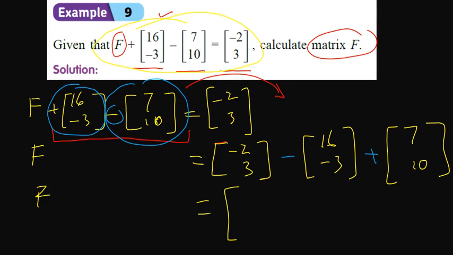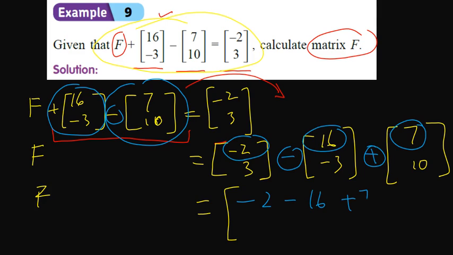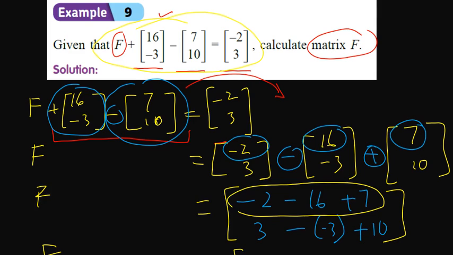You use corresponding elements, you just minus and plus: negative 2 minus 16 plus 7, and then your 3 minus negative 3, and then plus 10. Okay, so your F, you just solve this one, you'll get negative 11, this one you'll get 16. Yes, so this is your F. You got it already.